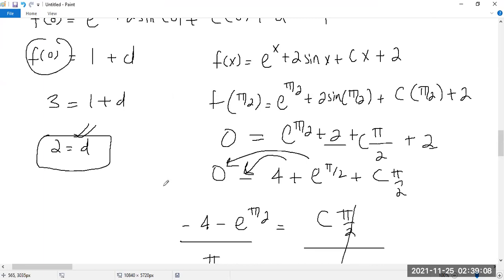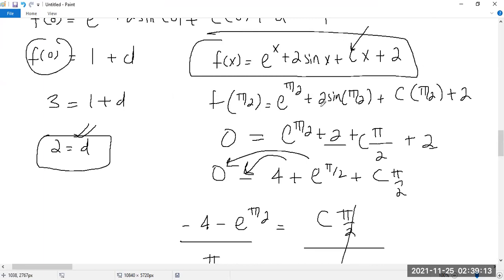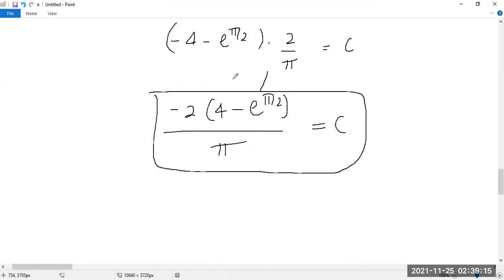Which essentially means that this is my function. So I'm just going to put this where c is, and that would be my answer.